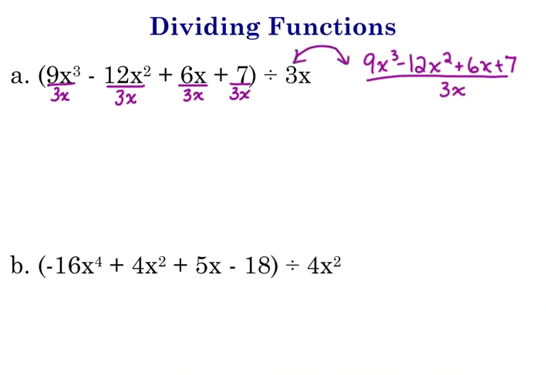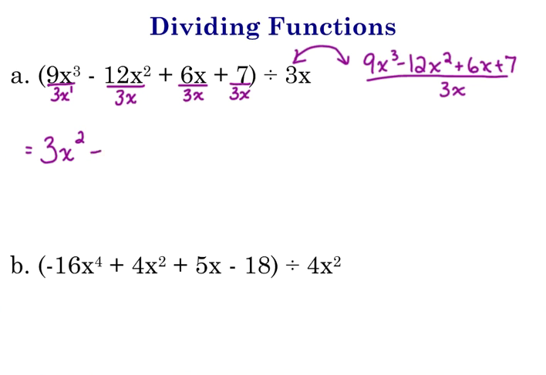Either putting it all over 3x or dividing by 3x, it's the exact same problem. You've got to divide each and every term by that 3x. So we divide coefficients. 9 divided by 3 is 3. What's the rule for exponents when we're dividing? Subtract. Yep. Okay, so we've got x cubed divided by x, so the x has an exponent of 1, so 3 minus 1 is 2. So we've got 3x squared.